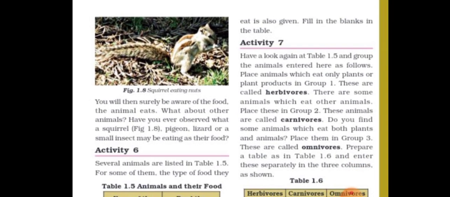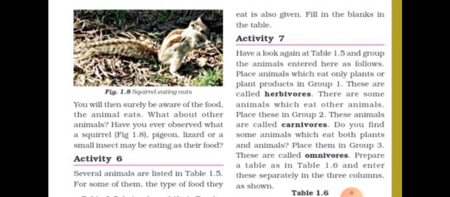Now move to next. See here, picture of a squirrel eating nuts. You will surely be aware of the food the animal eats. What about other animals? Have you ever observed what a squirrel, pigeon, lizard, or a small insect may be eating as their food? So children, do you know what different types of animals eat? Some are eating nuts, some are eating other animals also. Do you think about what different types of animals are eating as their food? Because animals are also living. Like us, animals are also living, so they also need food, water, everything for their survival. So do you think about what they are eating?